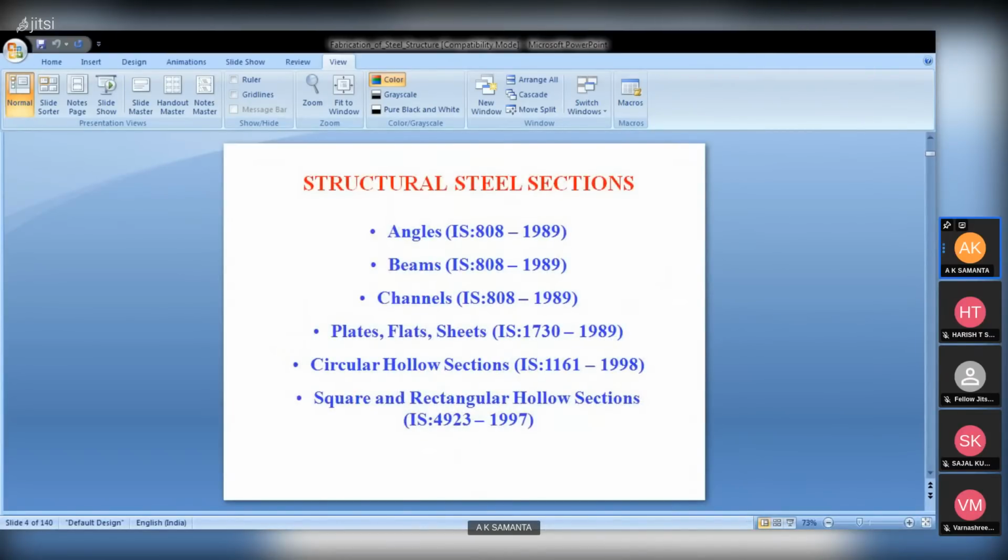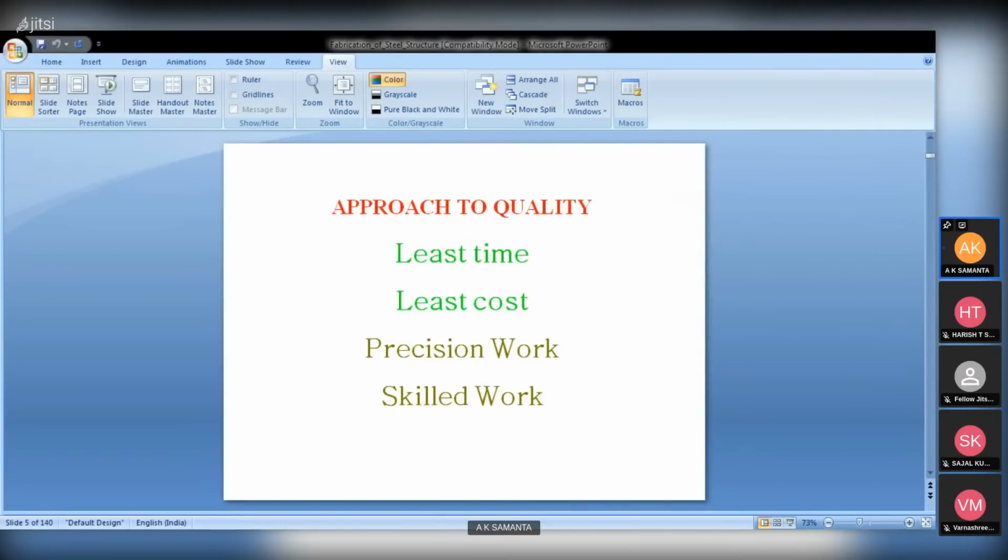Now, the specification of structural products: angle, beam, channel, plates, flat, circular hollow section, square hollow section, and to some extent cold formed section covered under IS 801. Then the approach to our quality. When I am talking about quality in fabrication, what should be our approach? Nowadays many software are available, with the help of which we can do precise fabrication with least time and least cost, but precision work and skilled work should be our objective.